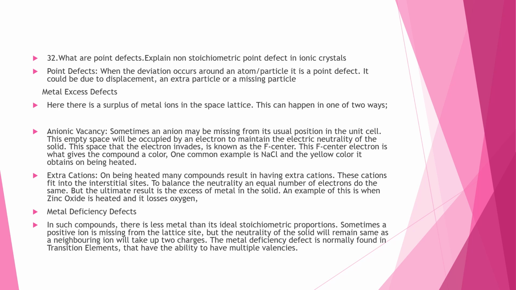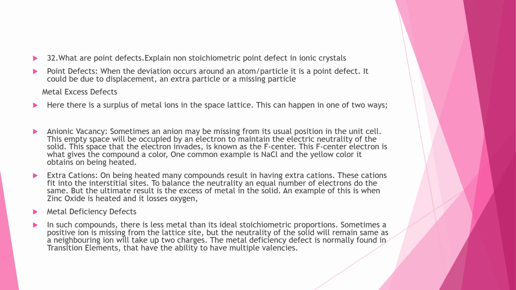In the same case, another example is zinc oxide, that is extra cation. Zinc oxide on heating in presence of air will lose oxygen reversibly and create extra zinc ions in the metal lattice and 2 electrons. As a result, it will also become colored and conducting.